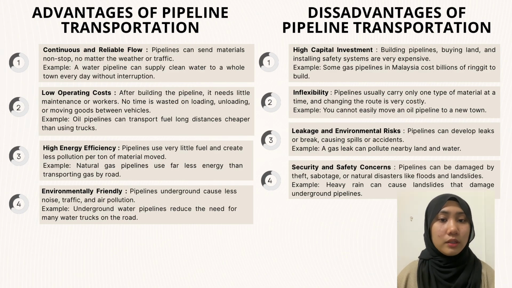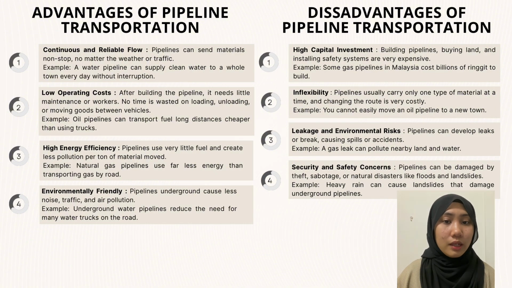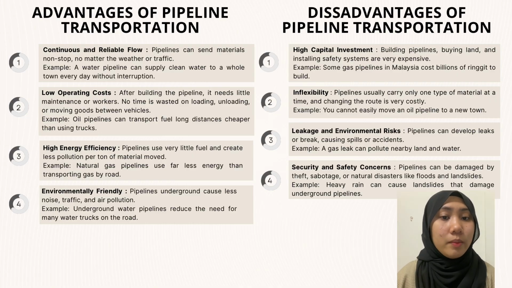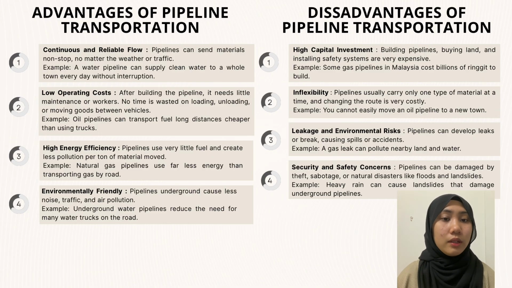Next, high energy efficiency. Pipelines use very little fuel and create less pollution per ton of material moved. For example, a natural gas pipeline uses far less energy than transporting gas by road. Next, environmentally friendly. Underground pipelines cause less noise, traffic, and air pollution. For example, underground water pipelines reduce the need for many water trucks on the road.